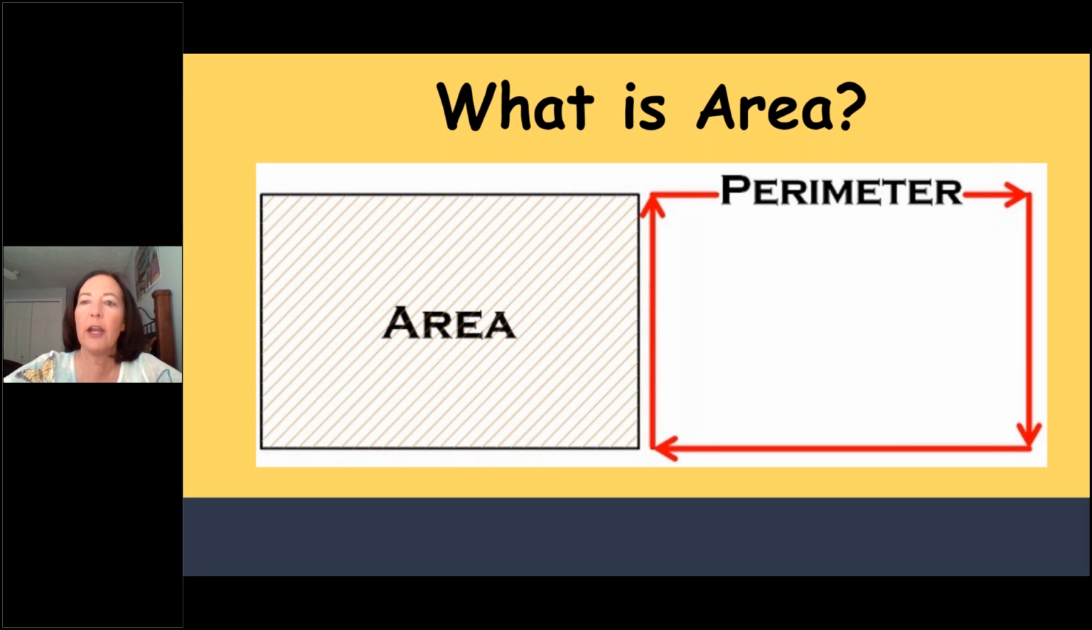What is area? People get confused. There's something called perimeter and something called area, and they both deal with geometric shapes, two-dimensional geometric shapes, which means that it's a shape that's flat. It's not a three-dimensional item. But we've got perimeter, and that means the distance around the shape. And area is actually the measurement of how much area is inside the shape.